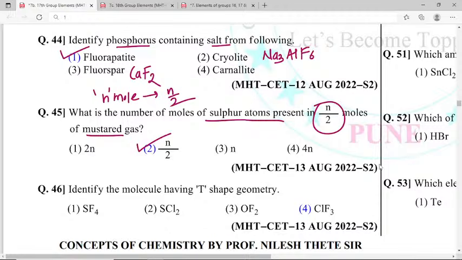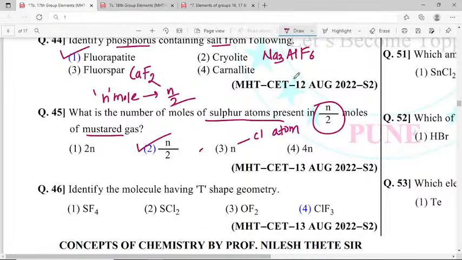And N mole what will it be? N mole chlorine atom, N mole, N/2. Always remember, this is very important. N mole chlorine atom. If the question asks for the N mole, then chlorine.